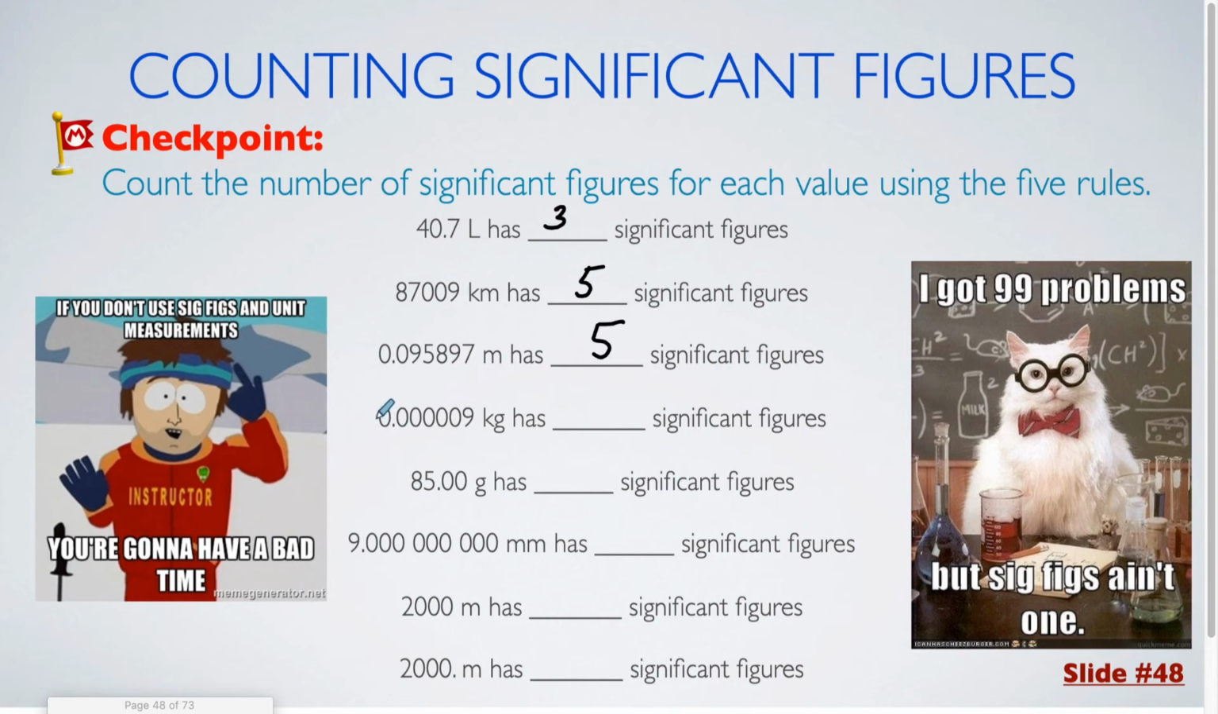This is a similar example. We have leading zeros again. So these are all placeholders, but the 9 is going to count. So 1 significant figure.